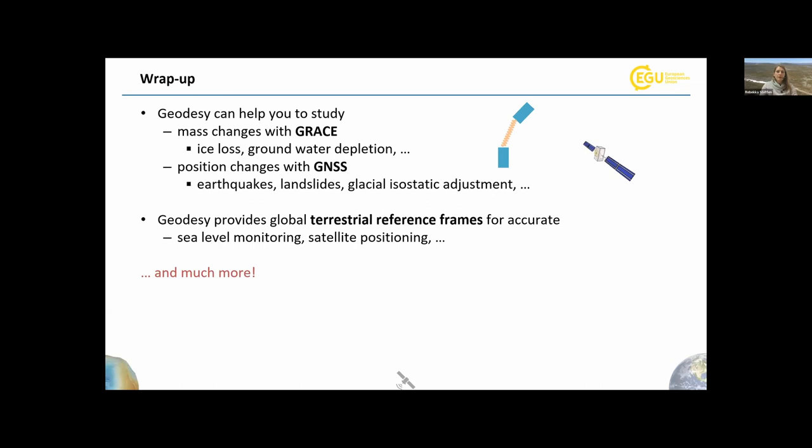And with this, I would like to wrap up our geodesy webinar. So you have seen that geodesy can help you to study mass changes with GRACE, for example, ice flows, groundwater depletion, earthquakes, GIA. And we can also look at position changes with GNSS, similar observations as above, but also landslides and other sea level as well. And geodesy provides global terrestrial reference frames for accurate sea level monitoring, which is needed to look also into the future. And of course, there's also much more. And with this, I already hand over to Simon.